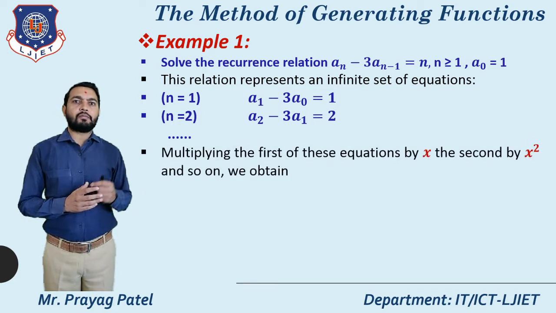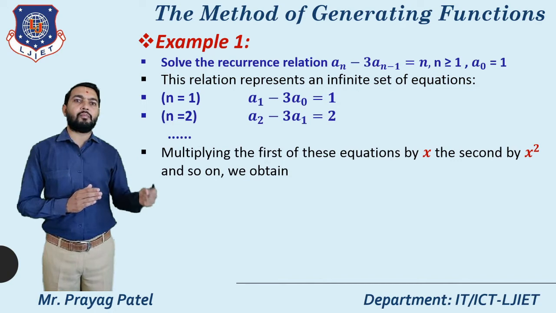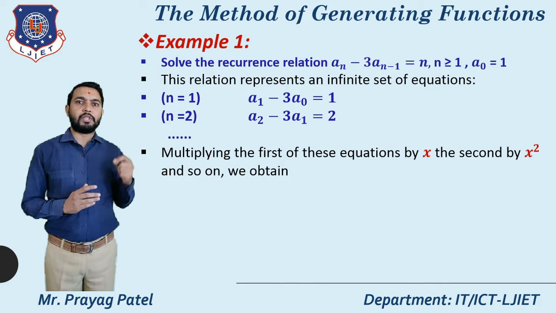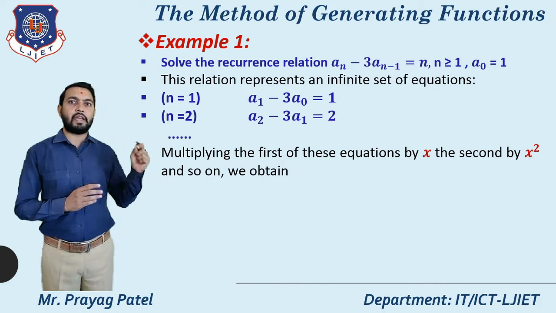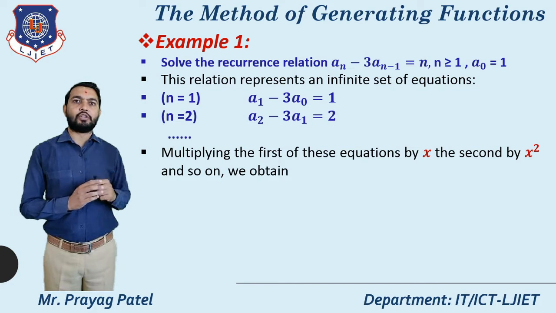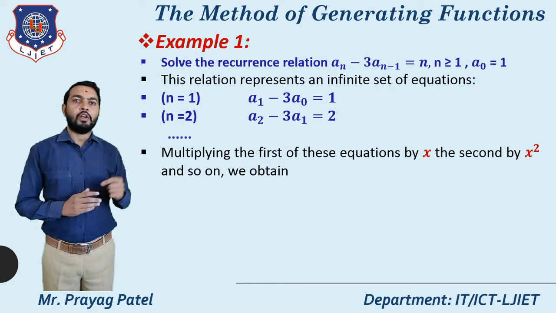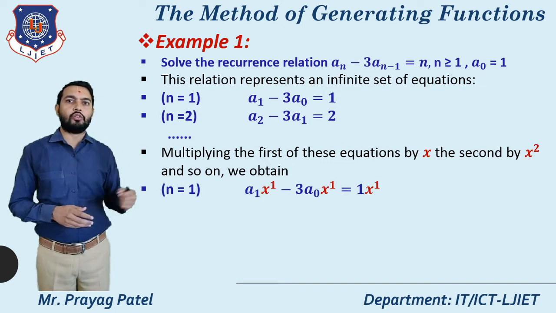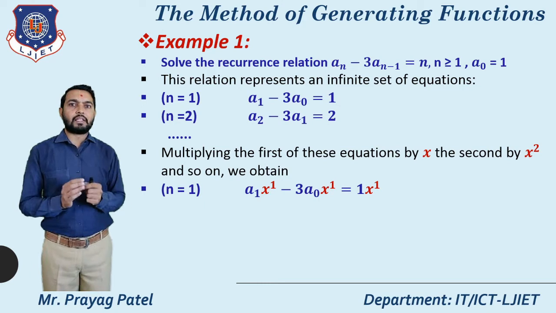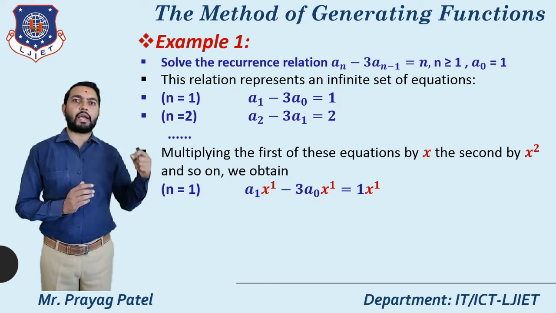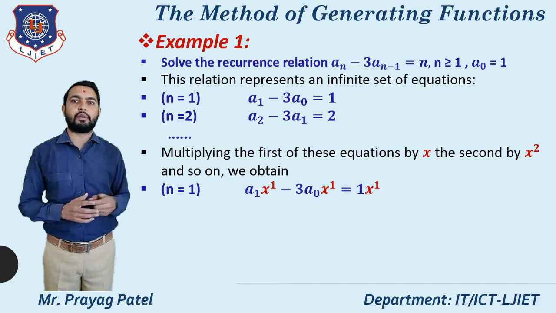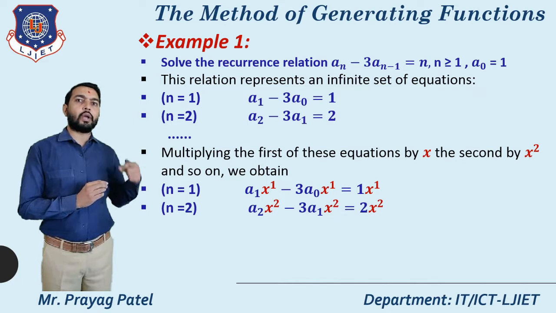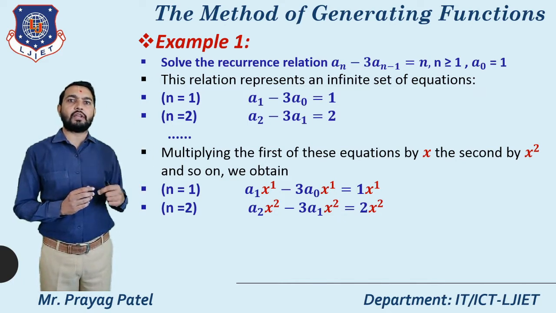Now multiply the first equation by x and the second by x squared. The first is a_1 minus 3a_0, the second is a_2 minus 3a_1. So multiply x with a_1 and x with 3a_0. For n equal to 1, the answer is a_1 x^1 minus 3a_0 x^1 is equal to 1 x^1. Next, for n equal to 2: a_2 x^2 minus 3a_1 x^2 is equal to 2x^2.